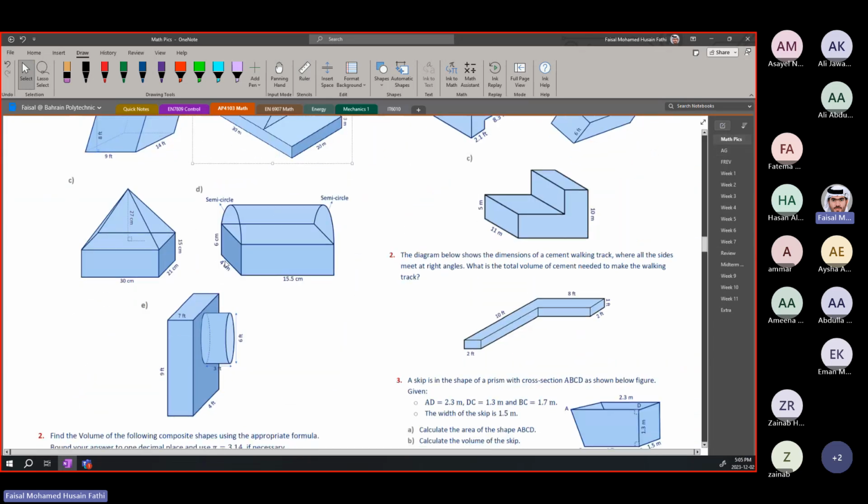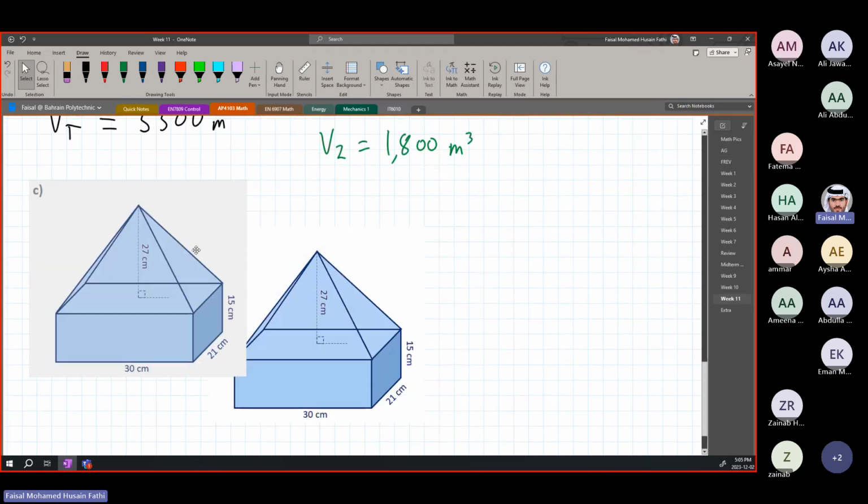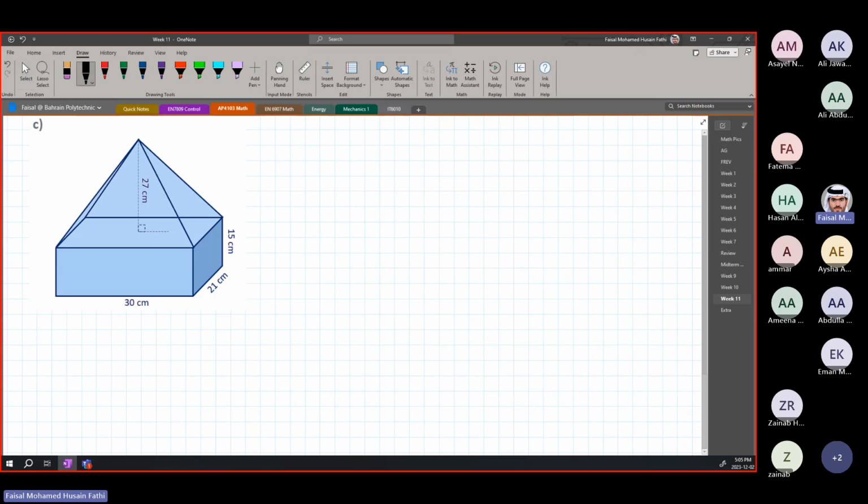Let's go and do another one. Let's do C, because someone asked for C and we have some time. Let's just do C, okay? And then we will move on to E. In this case, what are the two shapes we have? We have shape number 1, the pyramid, the square, or not square, sorry, the rectangular based pyramid. And then we have the rectangular prism, 2.